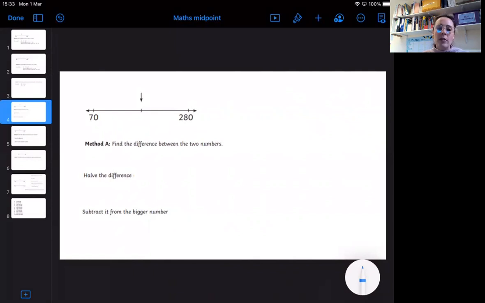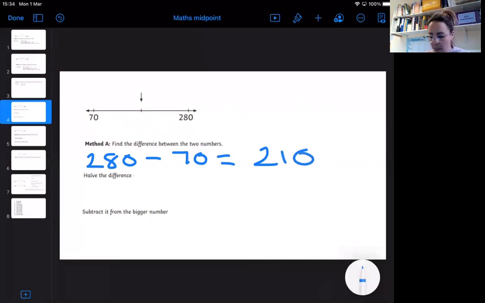So our very first job is to find the difference between these two numbers. If you remember, when we were finding the difference before, difference we associate with subtraction. So we need to do 280 take away 70. You can use column, you can use number lines, or you can use your knowledge of number. I'm going to use my knowledge of number. I know that 80 take away 70 is 10. Therefore, I know that my answer is 210. So that is the difference between these numbers.